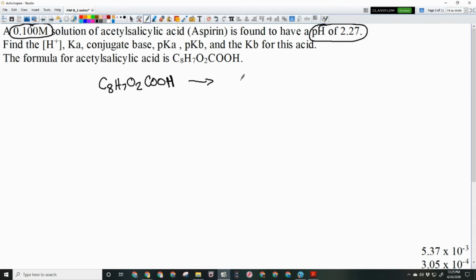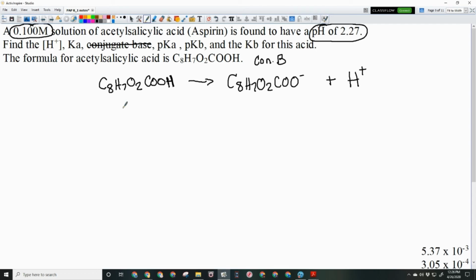Okay, so we're going to have C8H7O2COO. It's going to take off a hydrogen and donate it to water, making H3O, but we're going to do the shortcut and just write H. All right, so right off the bat, we can identify the conjugate base. This is the acid. The conjugate base is going to be right here. So I'm just going to put conjugate base. So that's the conjugate base.